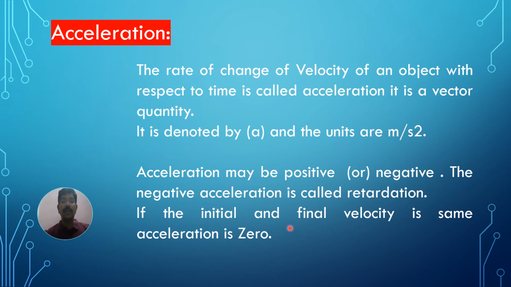Next, the acceleration may be zero. When is the acceleration zero? If the initial and final velocity are the same. If the initial velocity and final velocity are the same, then the acceleration is 0.